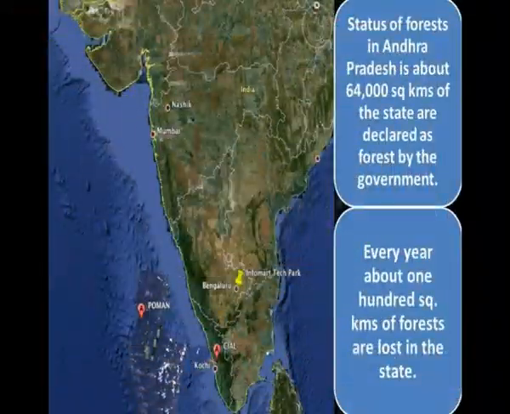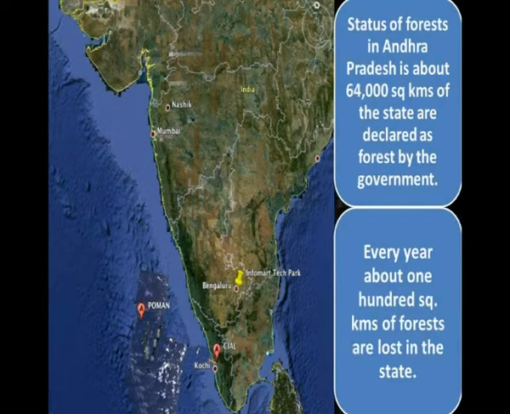Status of forests in Andhra Pradesh. About 64,000 square kilometers of the state are declared as forest by the government. Every year, about 100 square kilometers of forest are lost in the state.